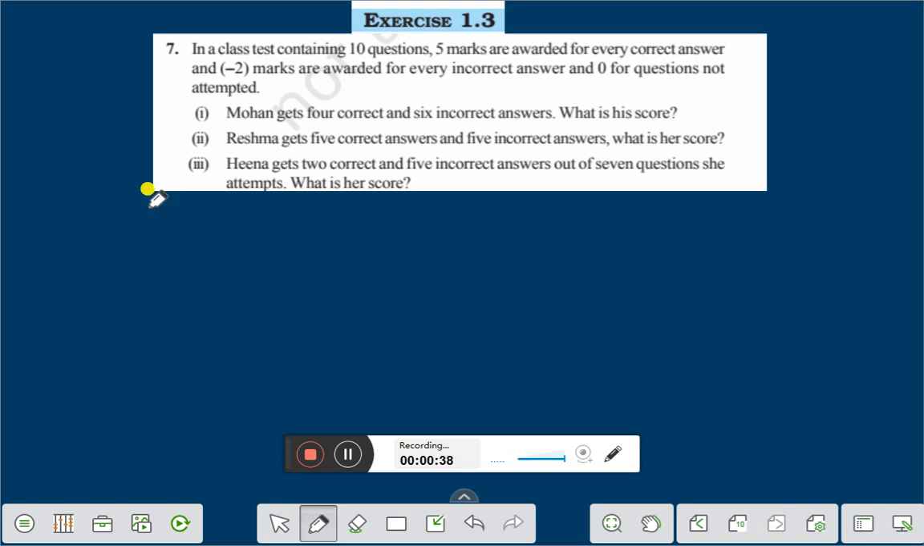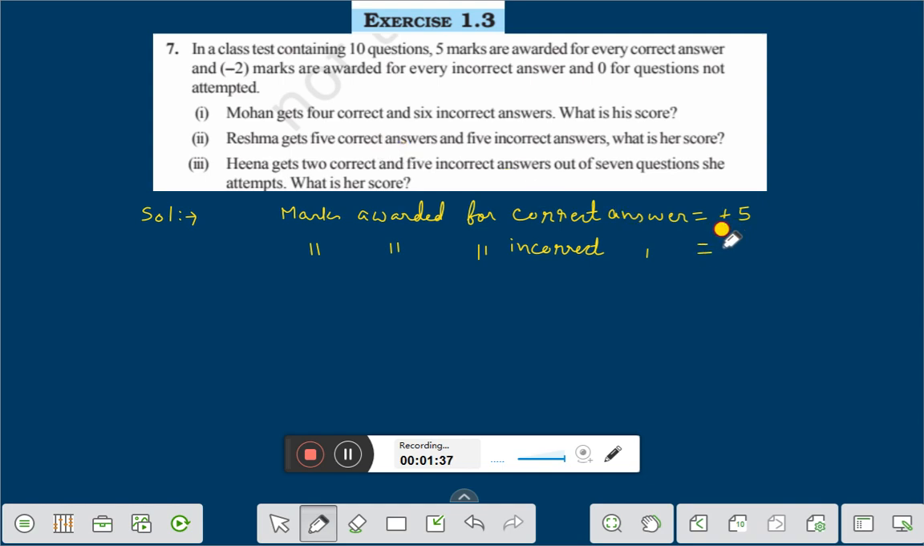Here, marks awarded for a correct answer is equal to 5 marks, that is plus 5, and marks awarded for an incorrect answer is equal to minus 2, and 0 for questions not attempted.